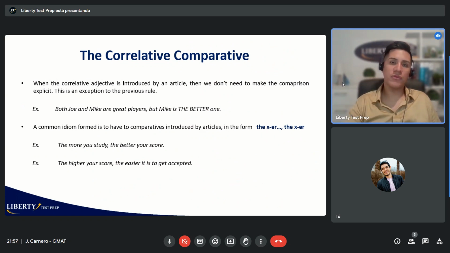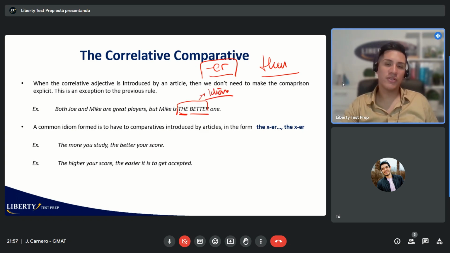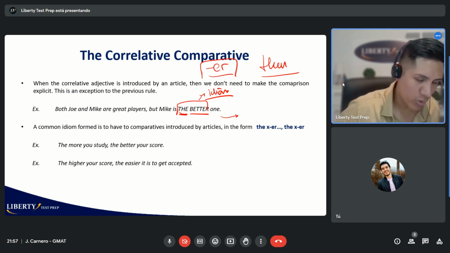Then we have one exception. We've mentioned before that whenever you see an er word, a comparative adjective, you've got to have a than, right? Not always. If you have an article the before the er, then you're really creating an idiom. So in that case, you don't need a than. For example, here, both Joe and Mike are great players, but Mike is the better one. He is the better one. So in that case, it's not necessary. You don't need a than. So that's the only case. You are not going to see this too much, though, right? So that's just a particular idiom that we're forming with comparatives.